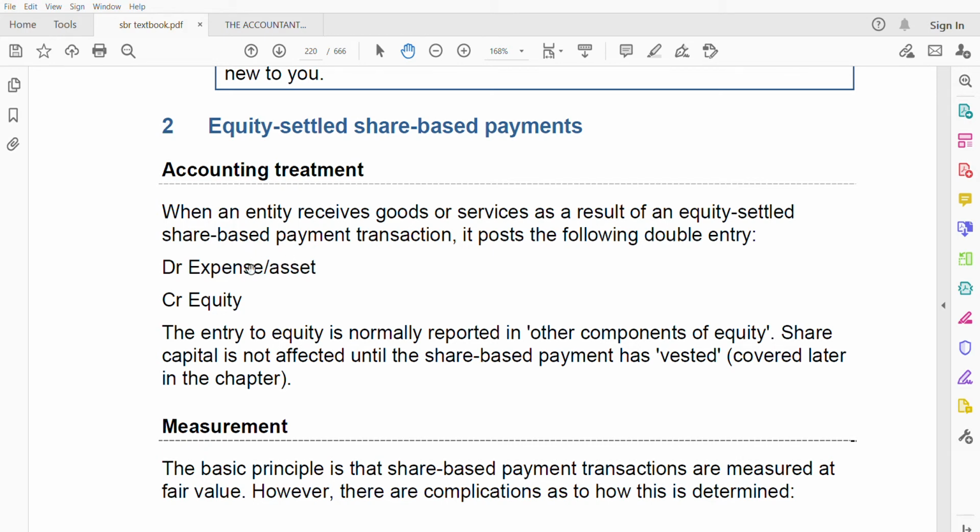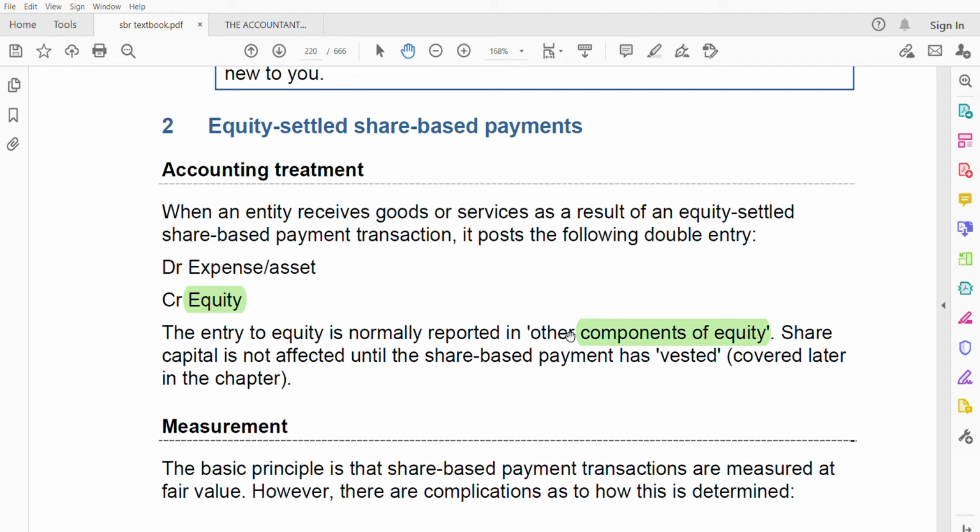We credit the equity, because it is equity settled. And where do we write this equity? It is written in other components of equity.